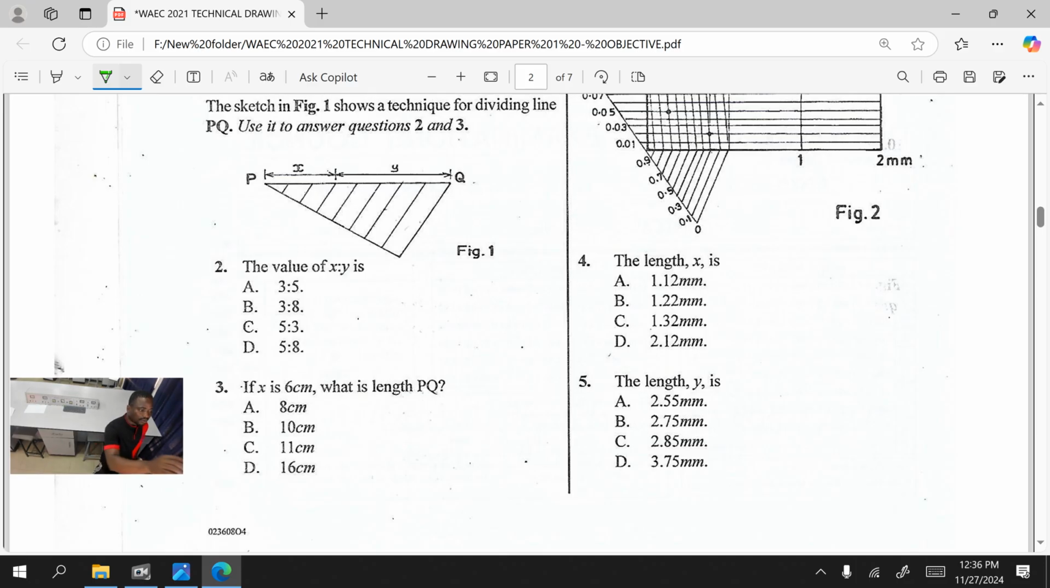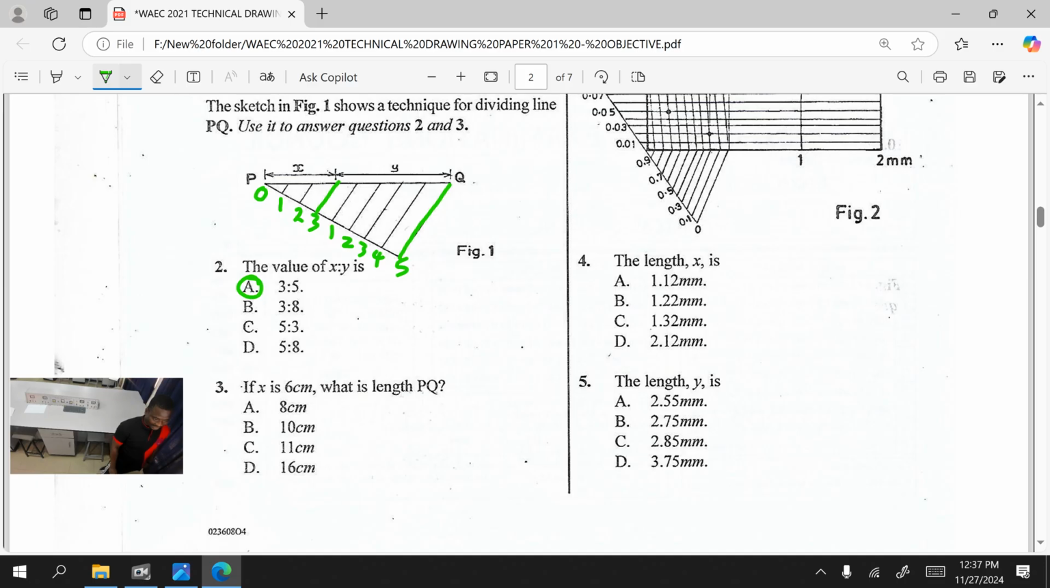Let's count. For x, the starting point here is 0. We have 1, 2, and 3. X stops here. Do you see that? Yes, that's 3. Let's count for y: 1, 2, 3, 4, 5. Can you see that now? So this is the end of y. So what is the ratio there? 3:5. So you pick A.